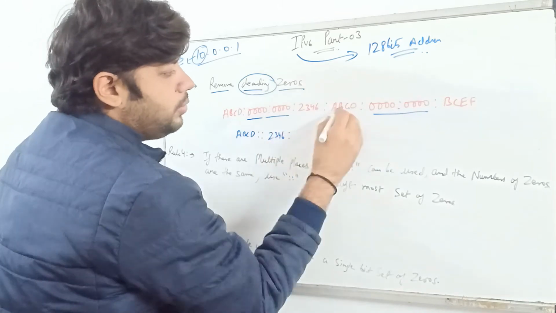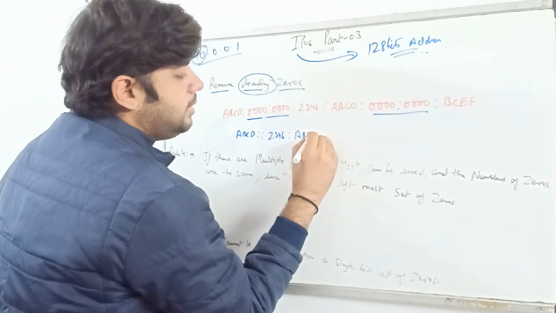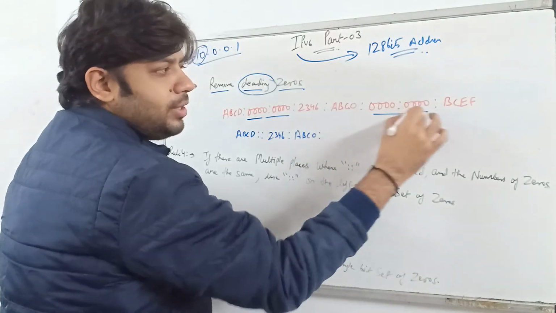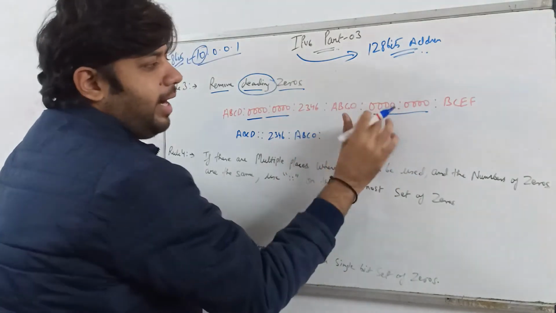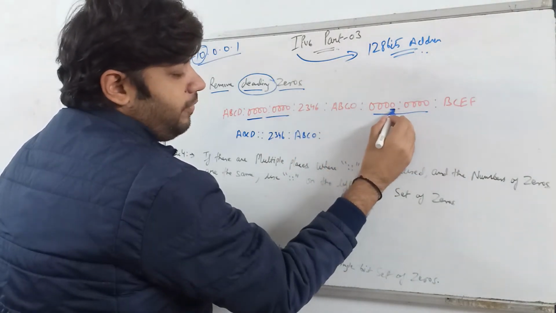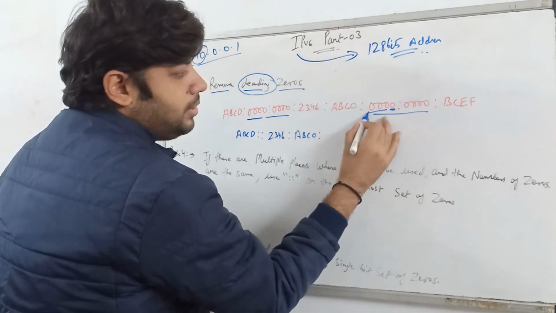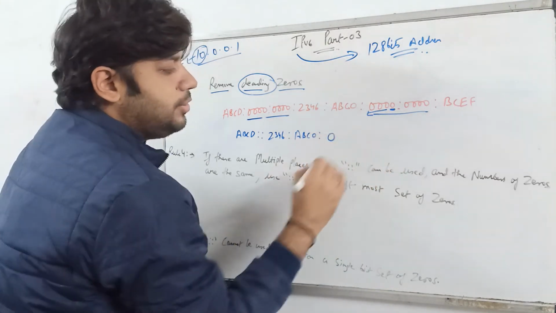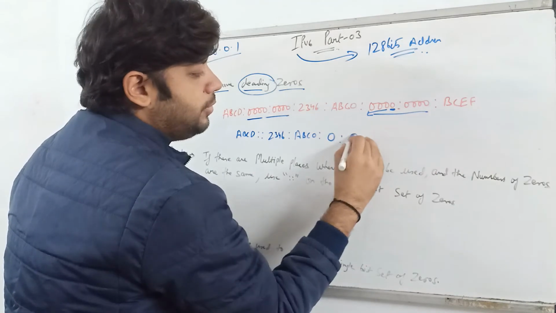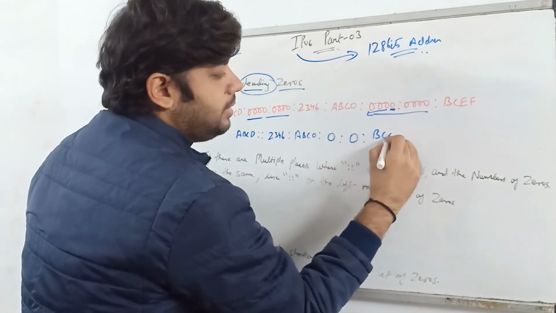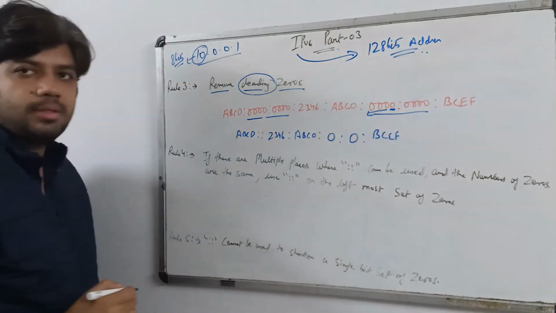We can do the same with A, B, C, 0. How can we go for this? We can also shorten it. If you see this group of digits, they are all zeros. So we can write a single 0 there, and over there also a 0, and then we can go for B, C, E, F, like this.